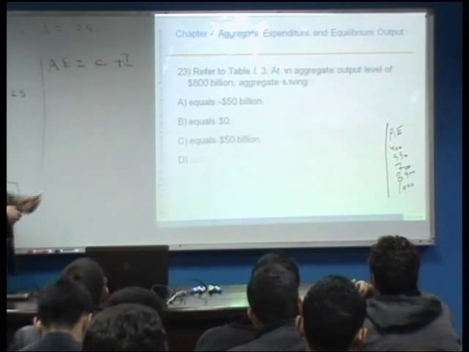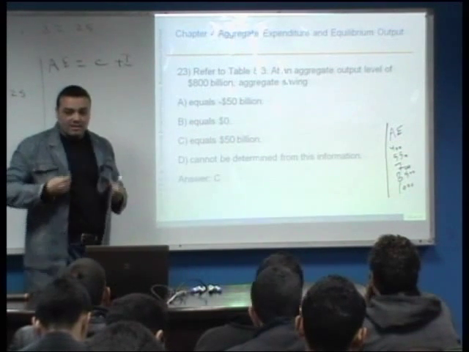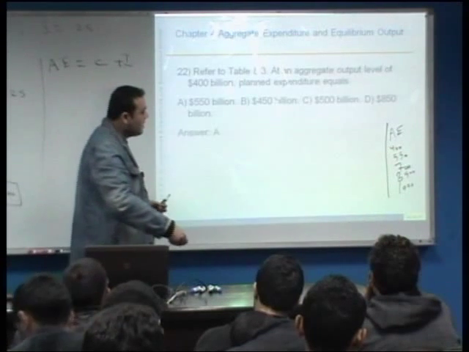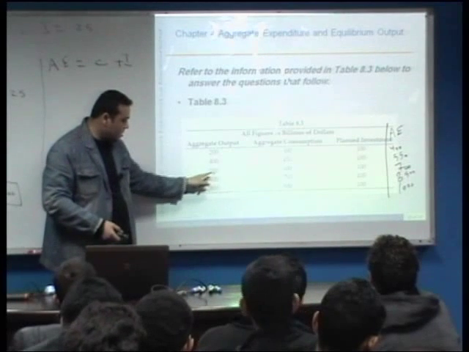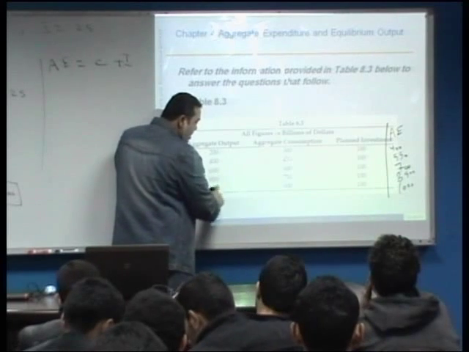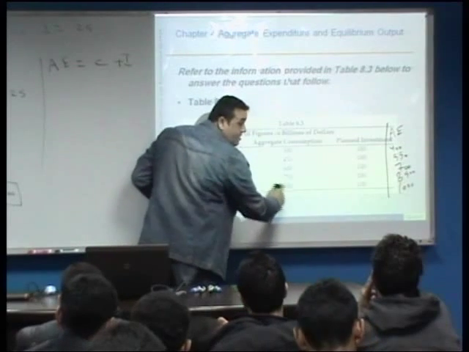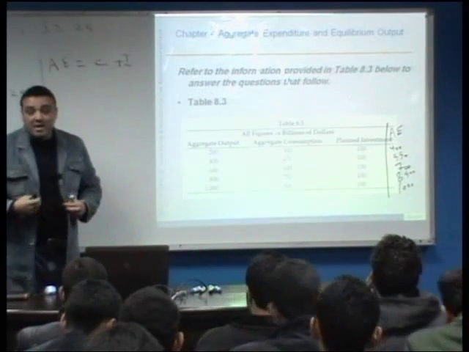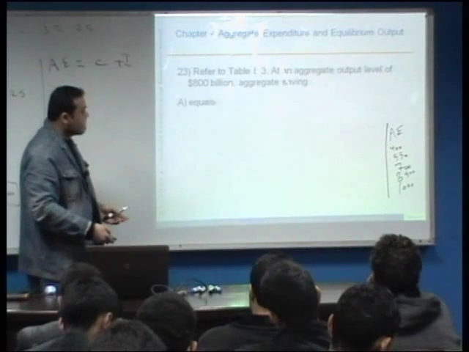At an aggregate output level of $800 billion, how much is the aggregate saving? Aggregate saving equals Y minus C. At $800 billion, saving equals Y minus C, 800 minus $750. So the aggregate saving equals 50.